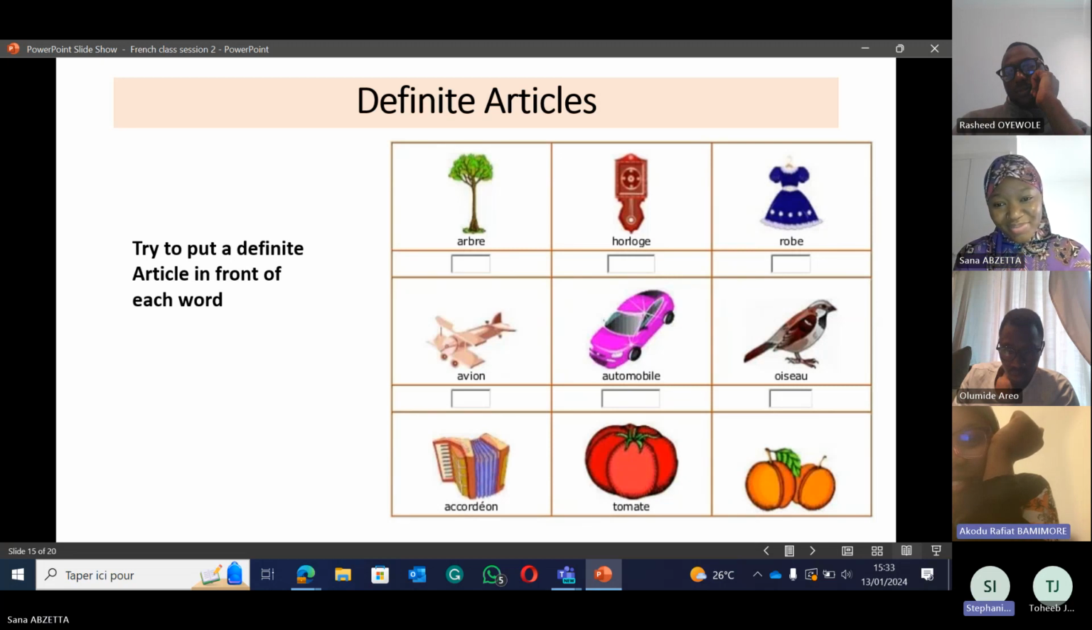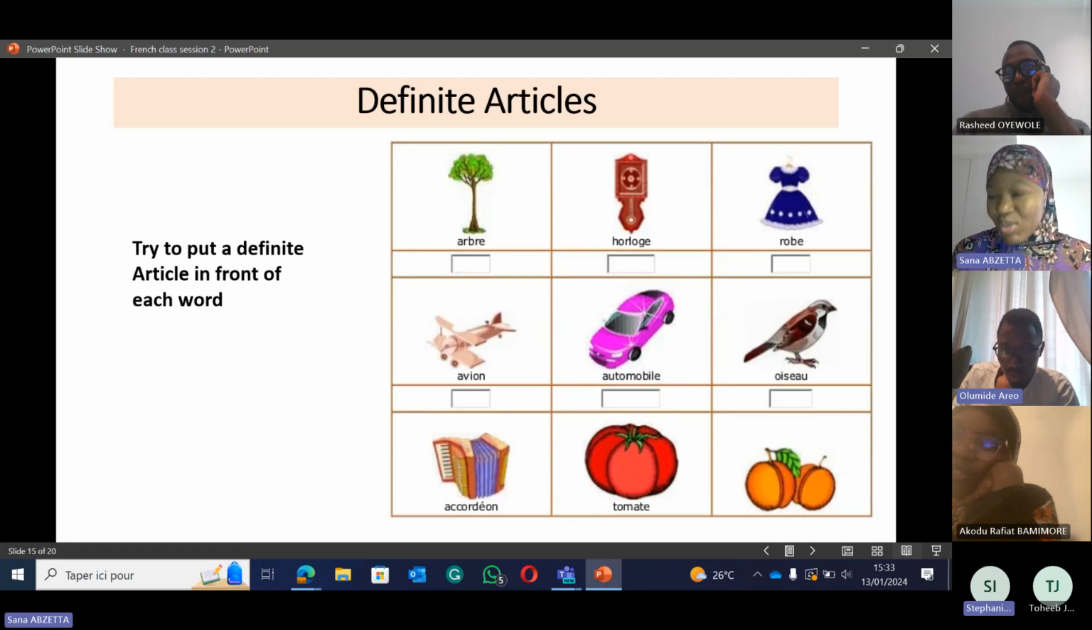The next one, l'automobile. Everyone repeat l'automobile. Okay. L'automobile. The next one, the bird. Oiseau. L'oiseau. L'oiseau. Everyone. L'oiseau. L'oiseau. Okay.